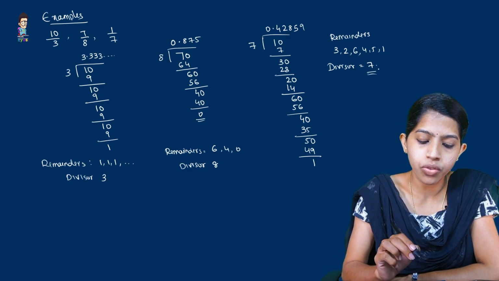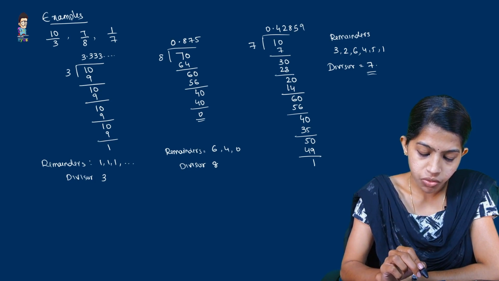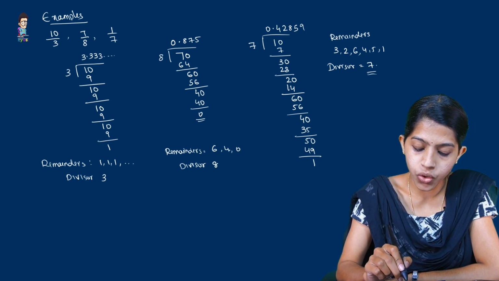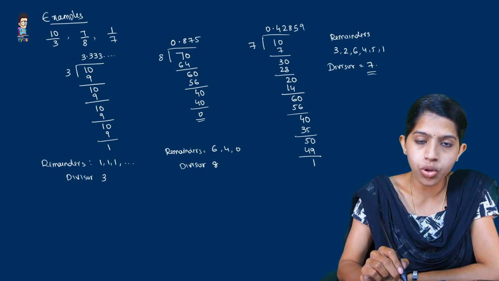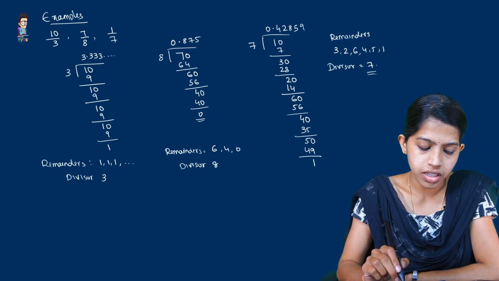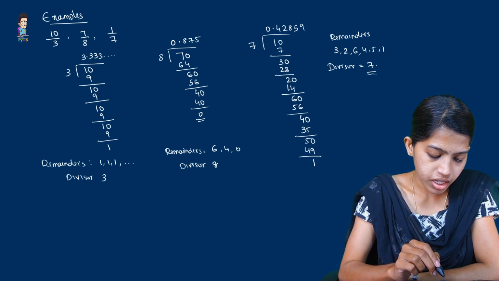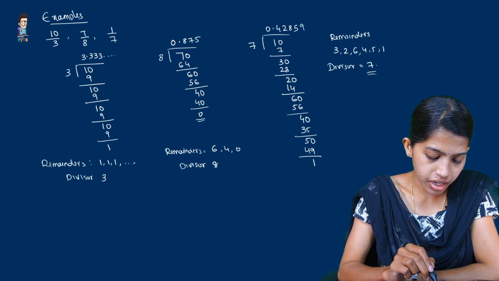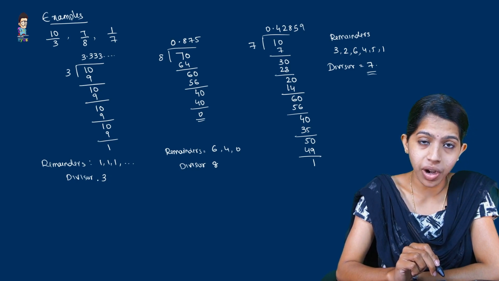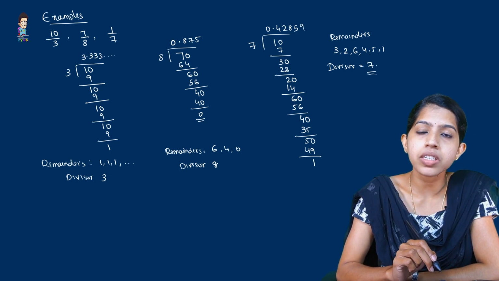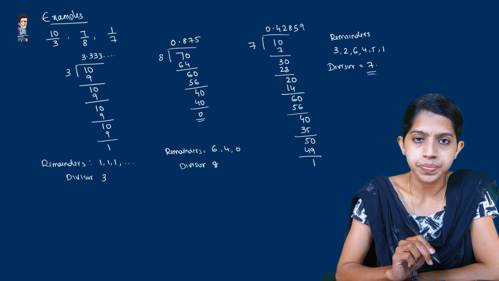Similarly, as in the case of example 2, here we got the remainders as 6, 4 and 0, which are less than or equal to the divisor 8. And consider example 1. Here all remainders are 1 and the divisor is 3, which implies that these repeating remainders are less than or equal to 3.